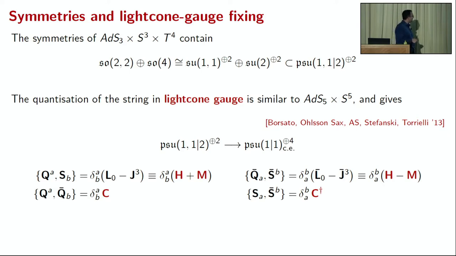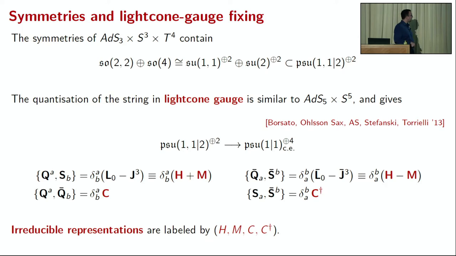Just like the central extension of AdS5 is not something that you would naively expect from the structure of the algebra on the face of it. There are two charges, C and C dagger. And if you want to study representations of this algebra, we just have to give the labels H, M, and C, C dagger, the eigenvalues of these various central charges.